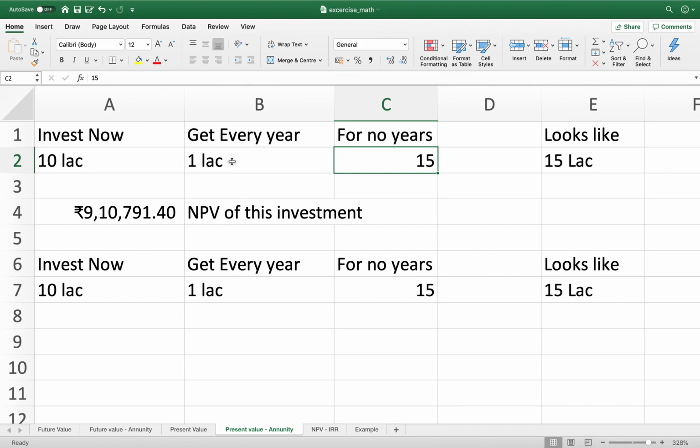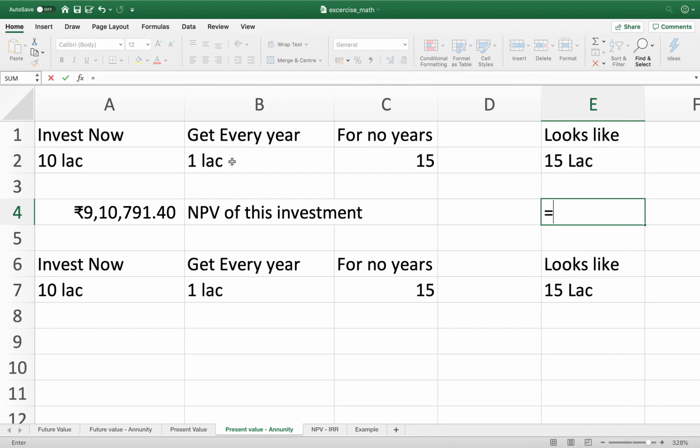Right, I'm giving 10 lakh, but it looks like I'll get 15 lakh rupees in return. So can we calculate the present value for this also? Well, we can calculate the present value using the similar formula PV. The rate of return on this side, we will again calculate as 7%. NPER, the number of years, is 15. Payment every year we are getting is 1 lakh. So we can write here 1 lakh.